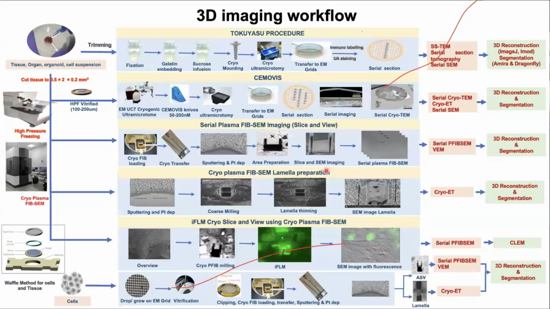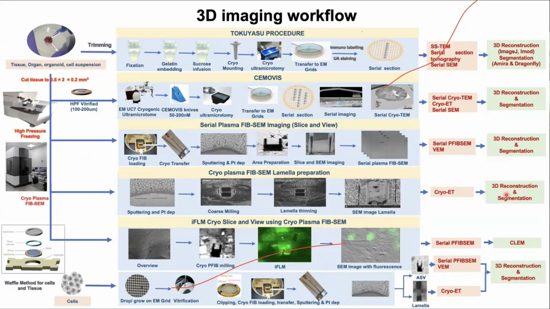That you have a sample, you can trim it, and finally you can make this technology, 3D imaging. You have systems which can generate it. But the best part is that you can take a plasma FIB and generate serial plasma slice and view, or you can do cryoplasma FIB systems by making this lamella and produce the cryo-TEM 3D reconstruction.